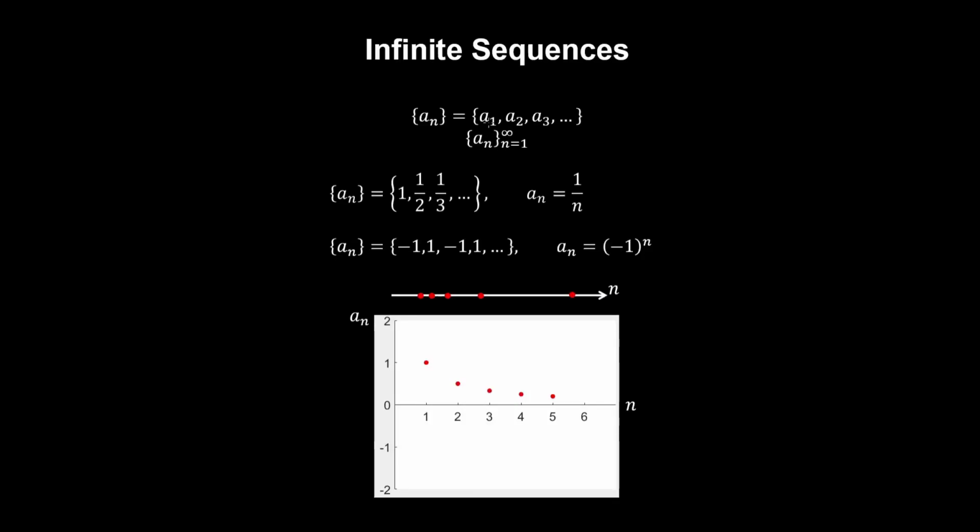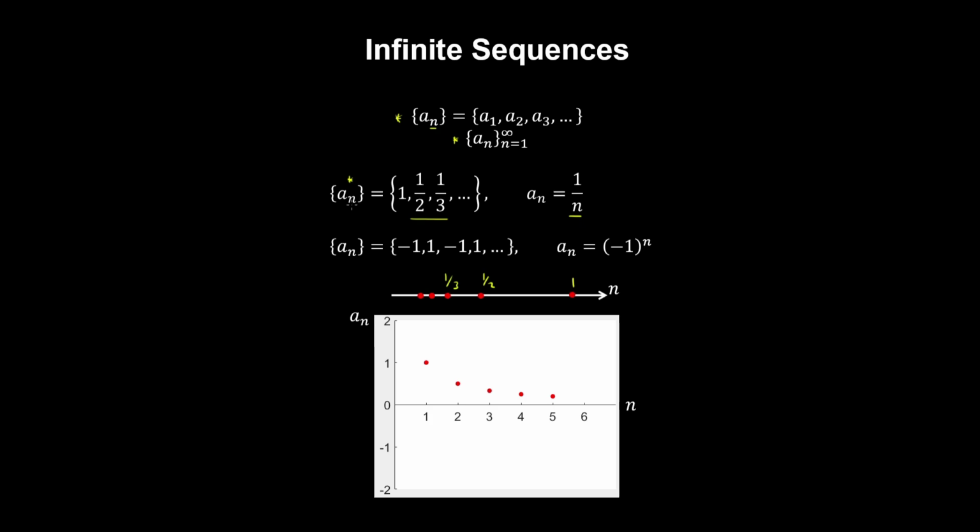An infinite sequence is a list of numbers that go on forever and follow a specific rule or pattern. So here are some ways we can represent infinite sequences, where the subscript n goes from 1 to infinity. And in this example of an infinite sequence, which follows this rule, the numbers in the sequence can be represented on a real line or graphically. So what we have is 1, 1/2, 1/3, 1/4, 1/5, and so on.